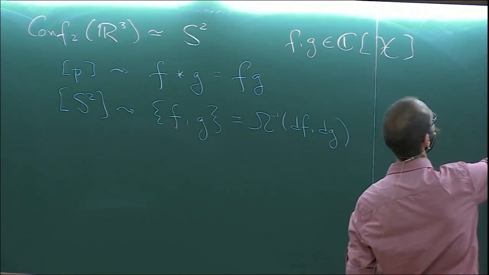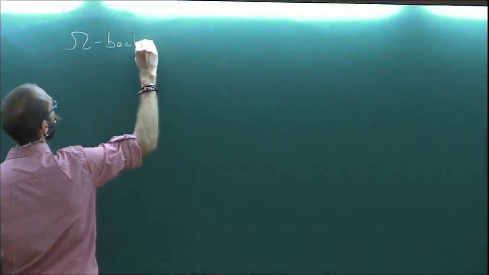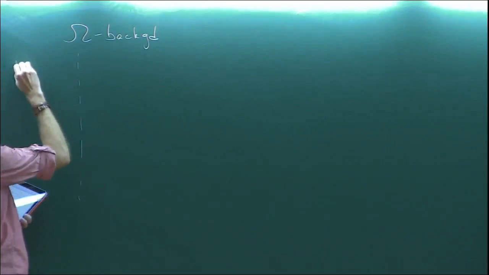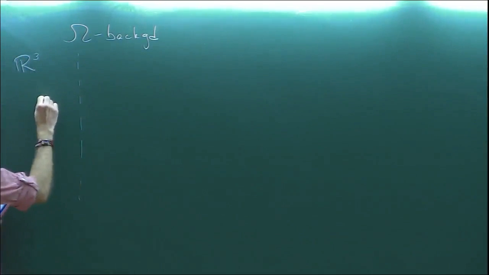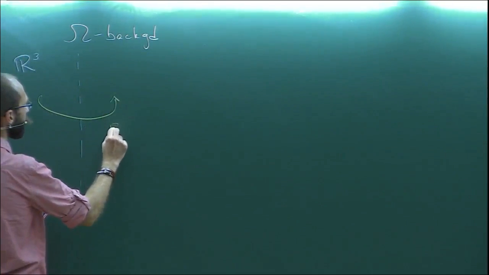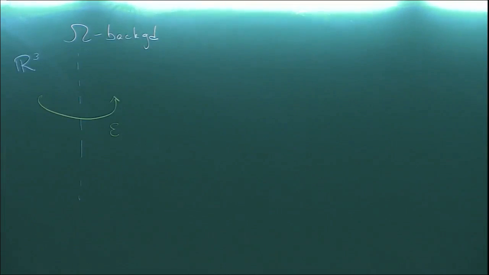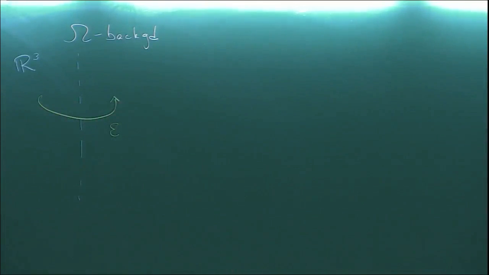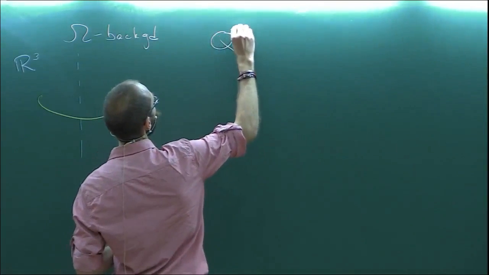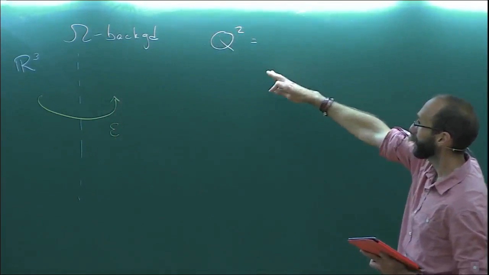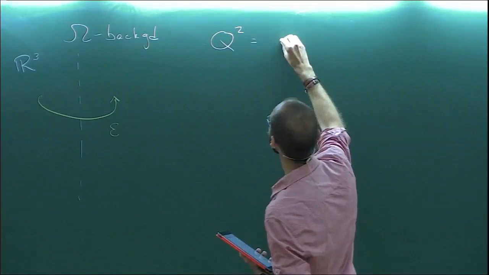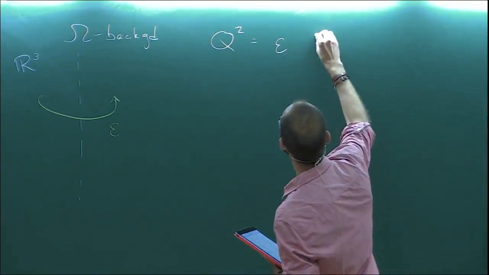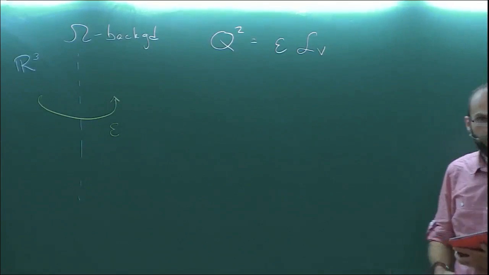Omega background, in three dimensions, amounts to choosing an axis in R3 and working equivariantly with respect to rotations about this axis, with some equivariant parameter epsilon. What one finds upon deforming the Lagrangian of the theory is that the Rozansky-Witten supercharge, the topological supercharge, no longer squares to zero, but acts like the equivariant differential. It squares to epsilon times an infinitesimal rotation in space-time.